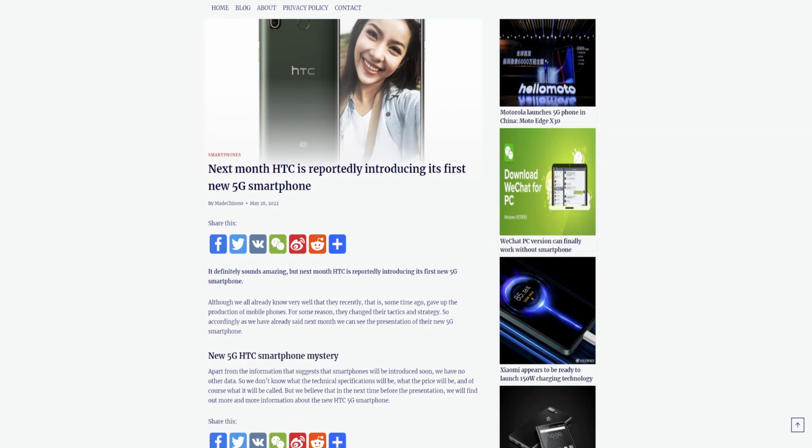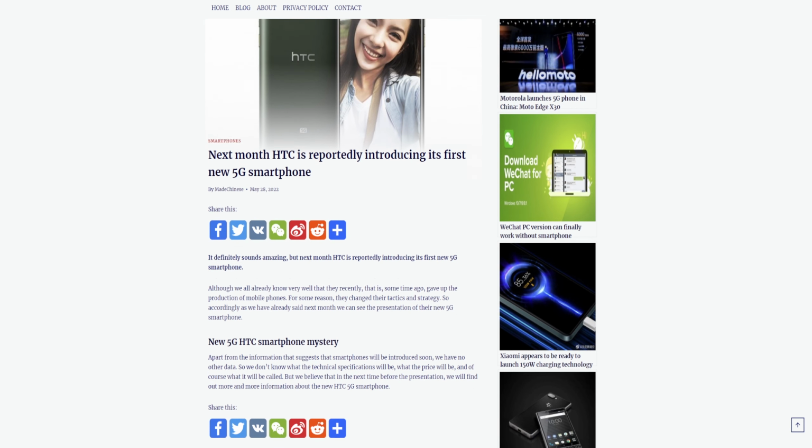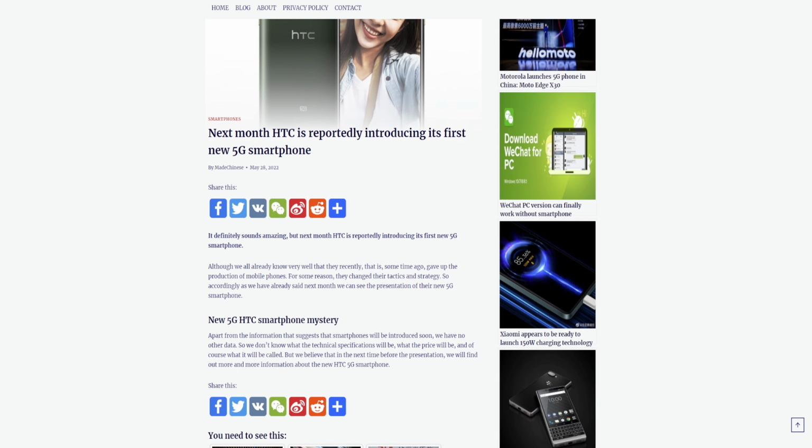So really soon we can see and read some new information about this 5G smartphone. Today all we have is information that next month they are introducing a new smartphone with 5G possibility, and that's it. We don't know what technical specifications it will have, what price it will be, and of course what the name of the smartphone will be, but all we have is that they're introducing a new 5G smartphone next month, and that's it.